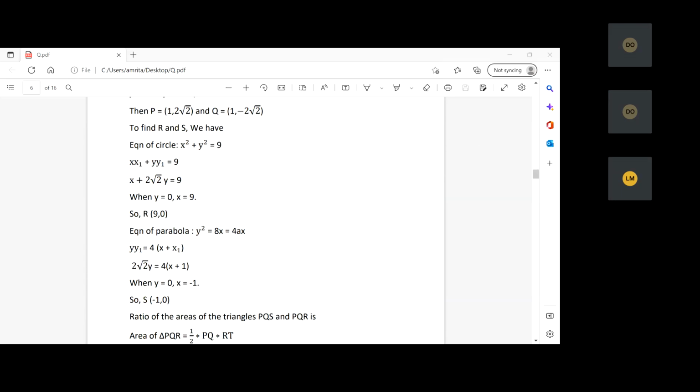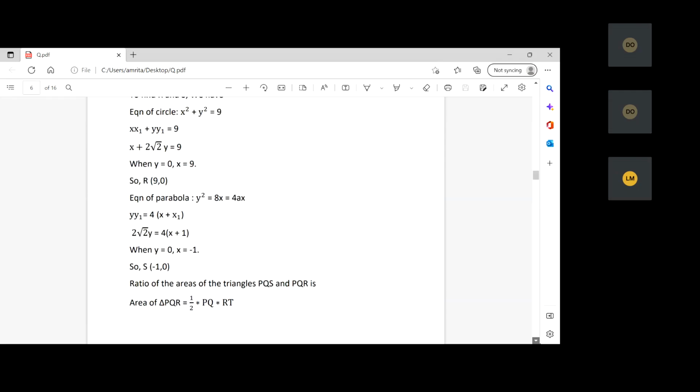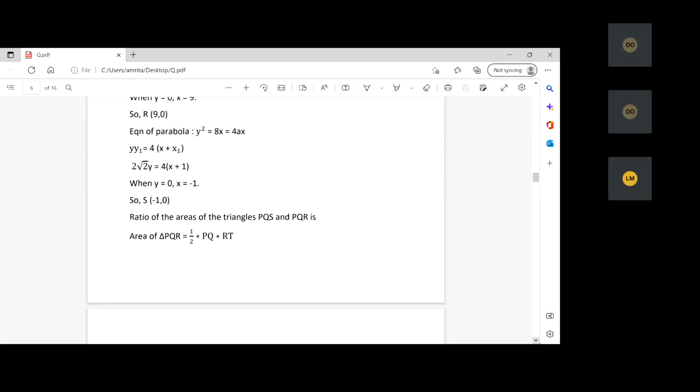Okay. Yes. So we identified the values of R and S. Once you have the values of R and S, you need to find the areas of the two triangles. If you have the coordinates of P, Q, and S, or P, Q, and R, it's easy to find the area. You can use whichever method you want.